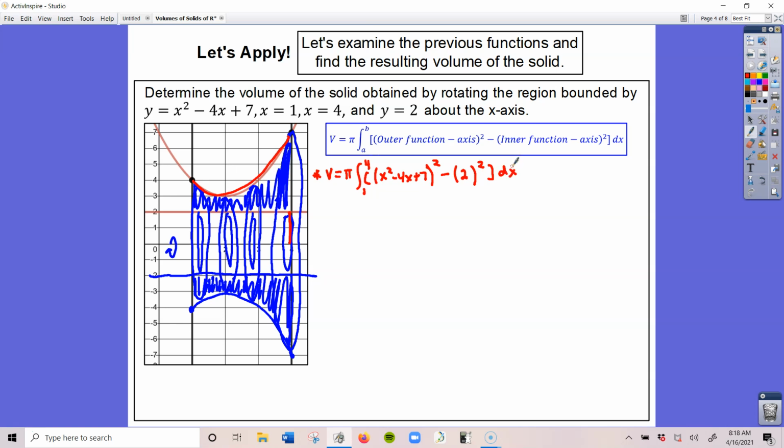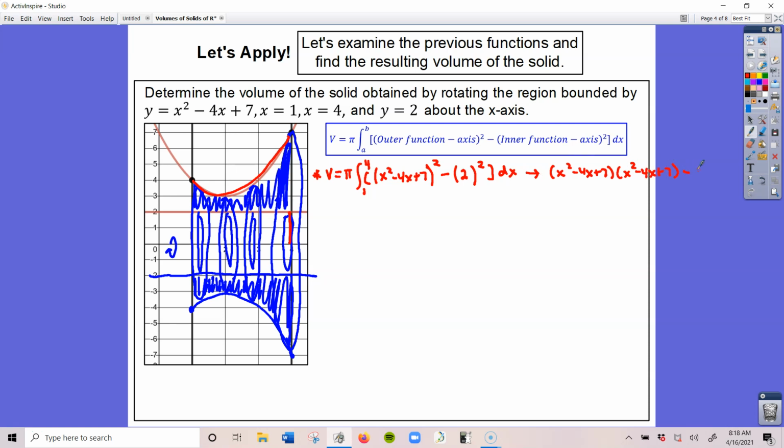dx. Now before I can integrate, I'm going to have to distribute all of this. So I have to distribute this quadratic there. That's x squared minus 4x plus 7 times itself.